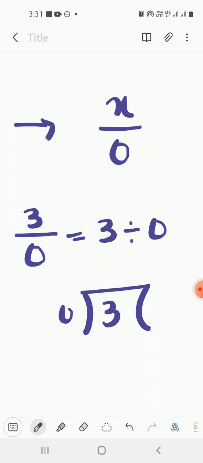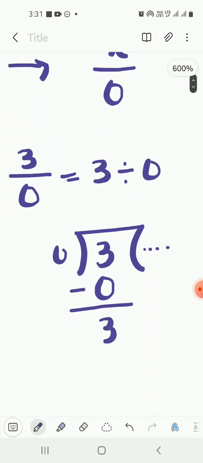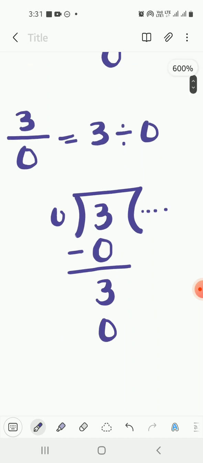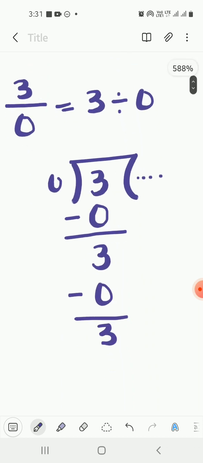No matter with which number we are trying to divide 3, we are not able to do it, because anything into 0 is 0. So every time we are trying to divide the number, we get a 0 and the 3 moves down. Again it is divided by 0 and again the 3 moves down. So this continues and it will never end. So the answer is infinity, never ending.